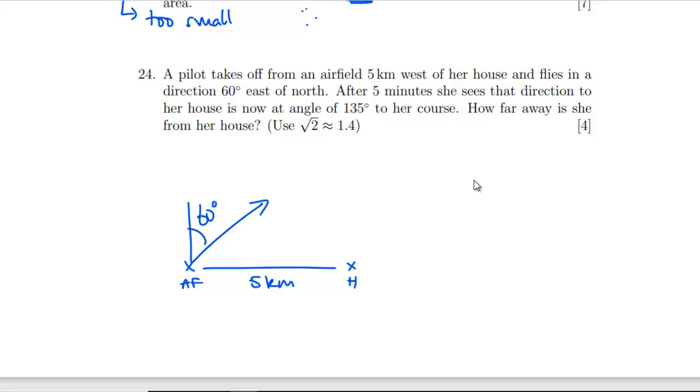After 5 minutes, she sees that direction to her house is now at an angle of 135 degrees to her course. So you come up here, and then that angle there is going to have to be 135 degrees. How far away is she from the house? Okay, so we know that that's 30 degrees. And that is going to be then 45 degrees because that's a straight line.